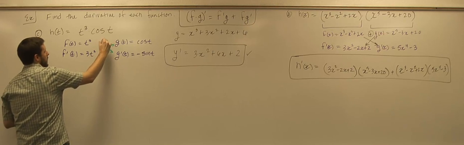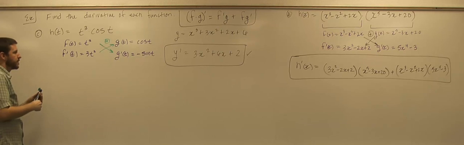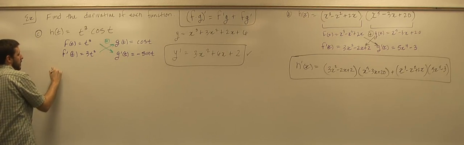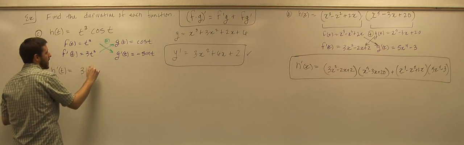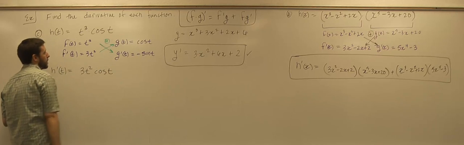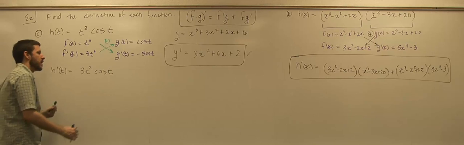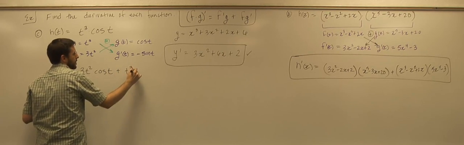So multiply and add. Let's see, when we do g times f prime, you'll get 3t squared cos t. Right, the derivative of the first times the second, plus the first times the derivative of the second.